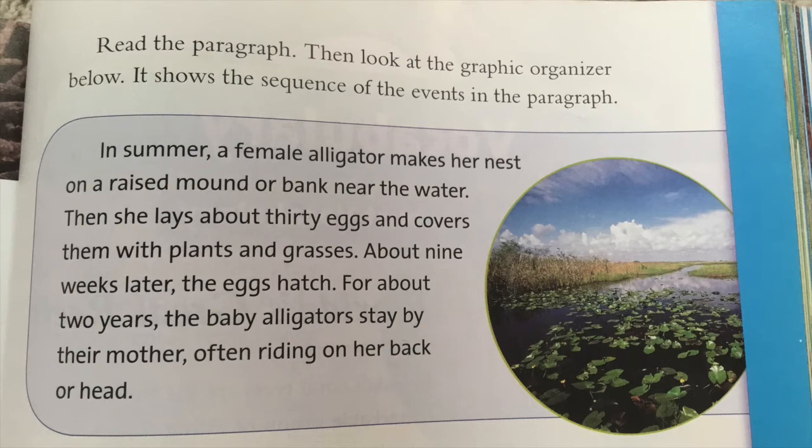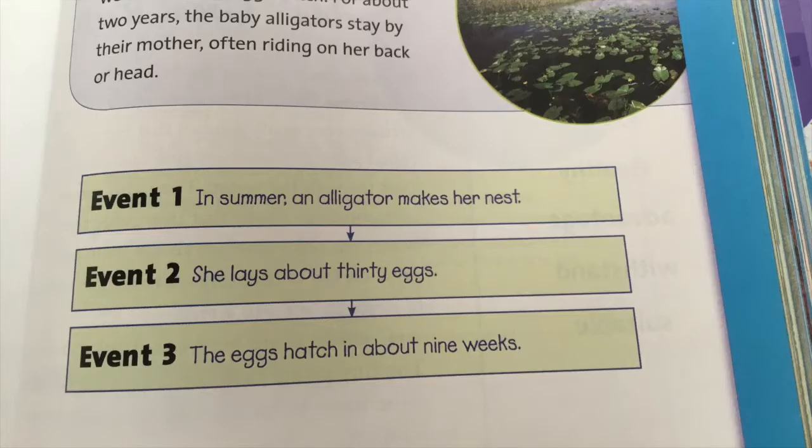So here's an example of what it would be. Event 1 would be, in the summer, an alligator makes her nest. Event 2 would be that she lays about 30 eggs. And event 3 would be that the eggs hatch in about 9 weeks. So that's another way that you could just take something even as small as a paragraph and break it into different events.